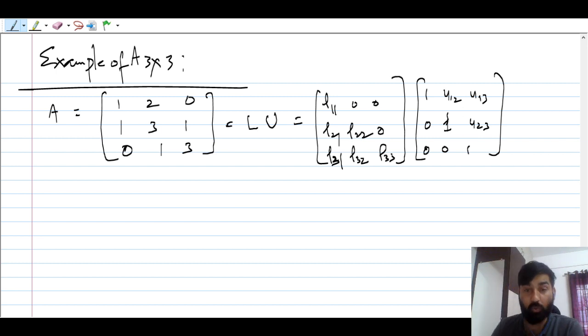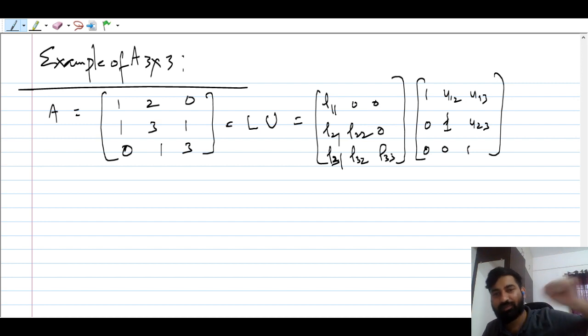Which are not known, you can say. Otherwise all these U12, U13, U21 can be obtained just by looking at the column operation. Okay, it's a very simple process. I will show you, right?